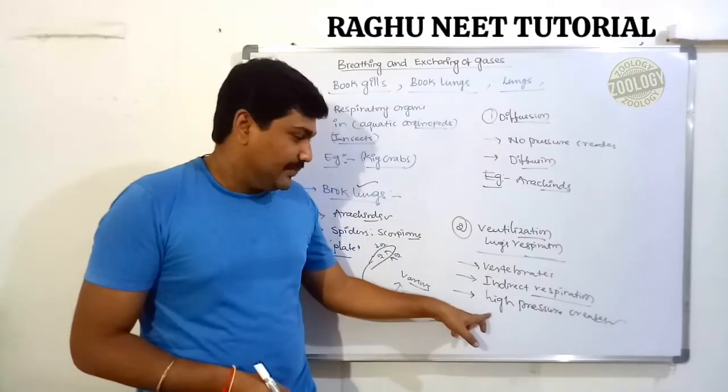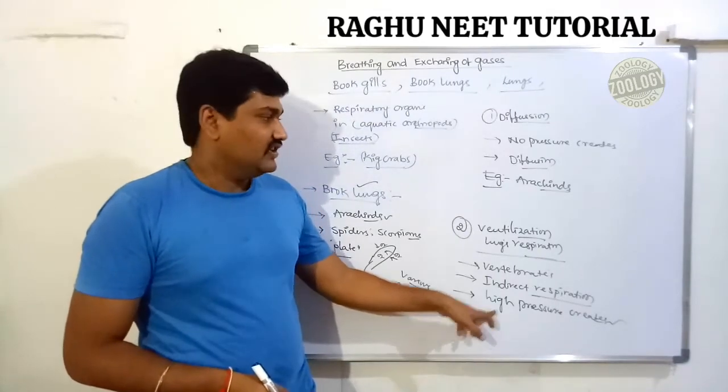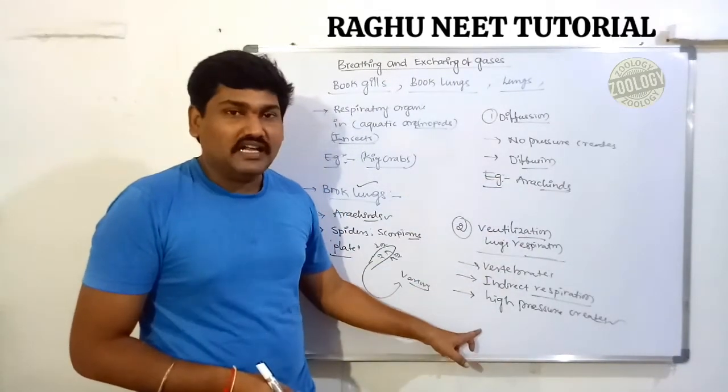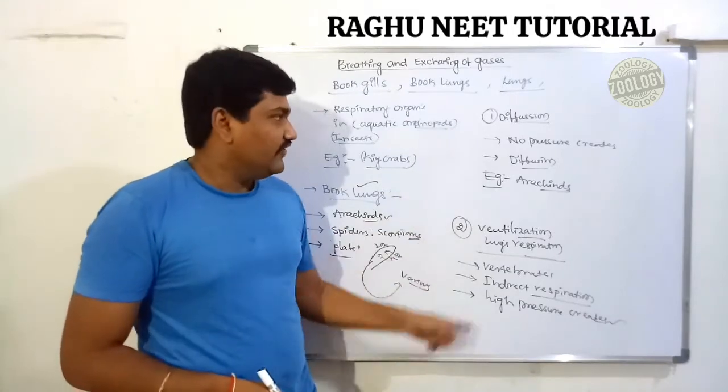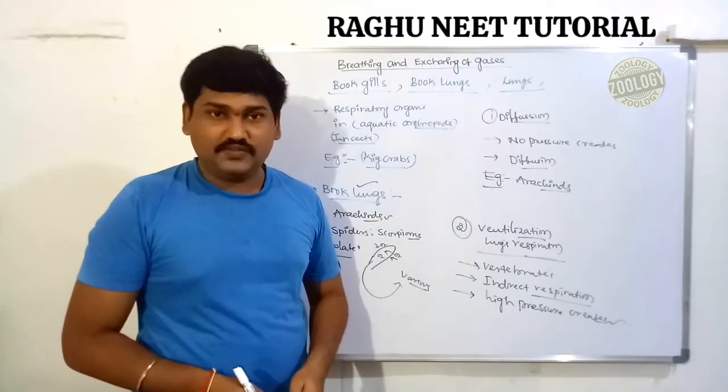So that is known as a high pressure created in the lung region. There is no pressure created here. These are high pressure regions. So this is known as the difference between the lungs in respiration.